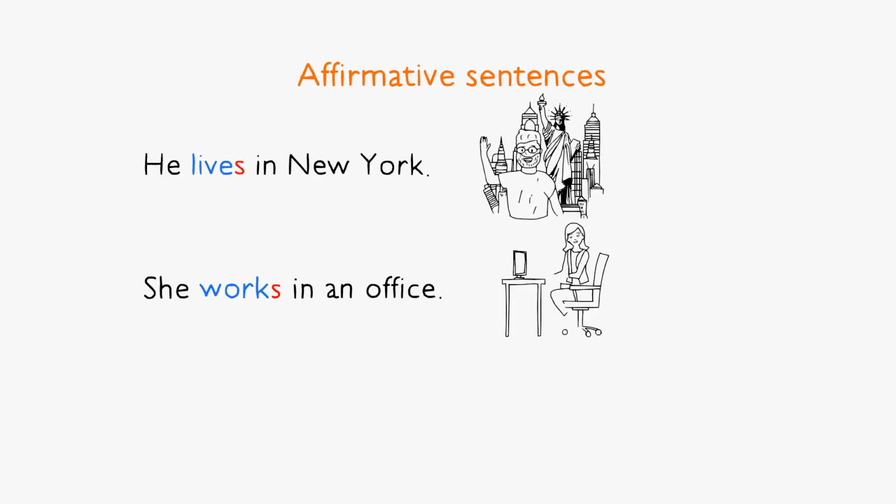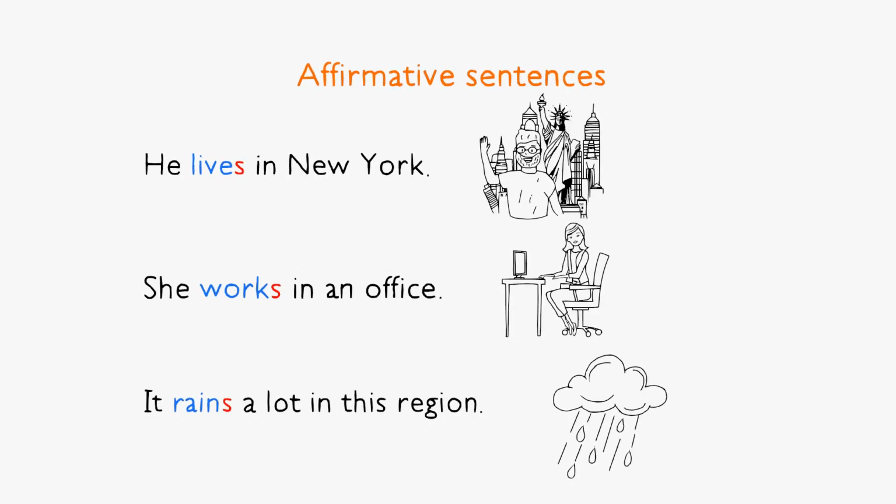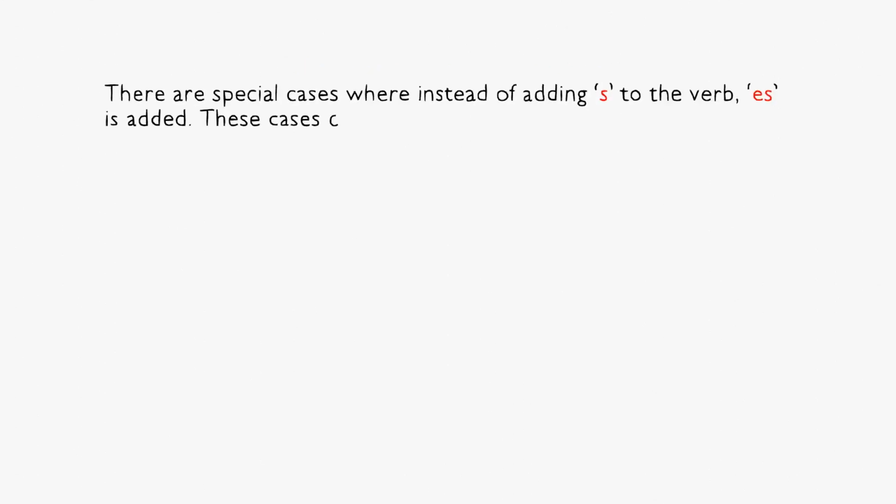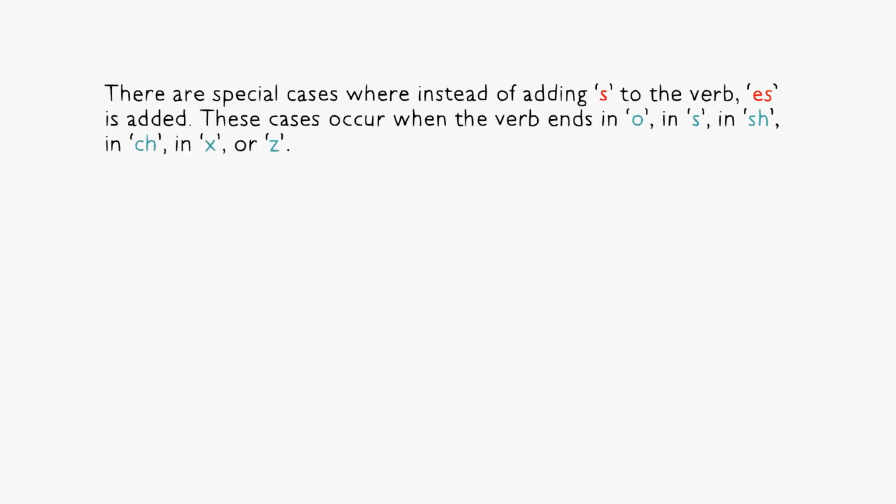She works in an office. It rains a lot in this region. In these examples, we use the verbs live, work, and rain. See how an S has been added to them at the end. But there are special cases where instead of adding S to the verb, ES is added.